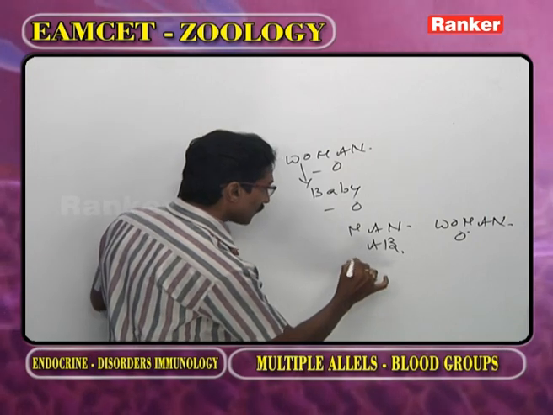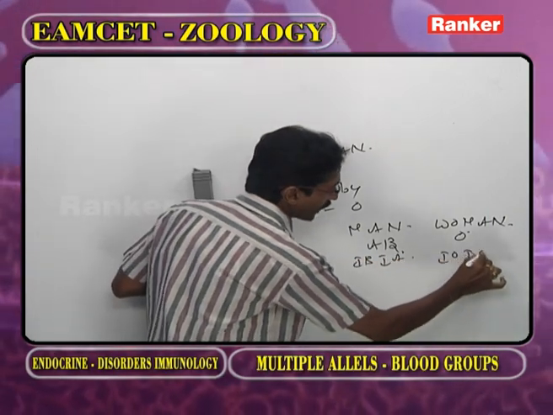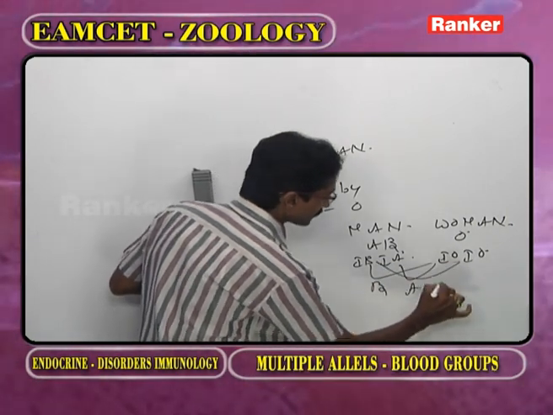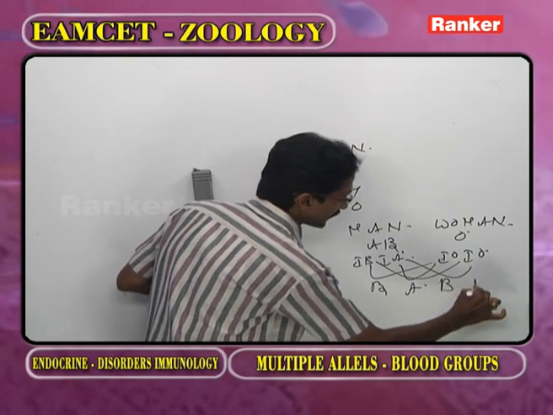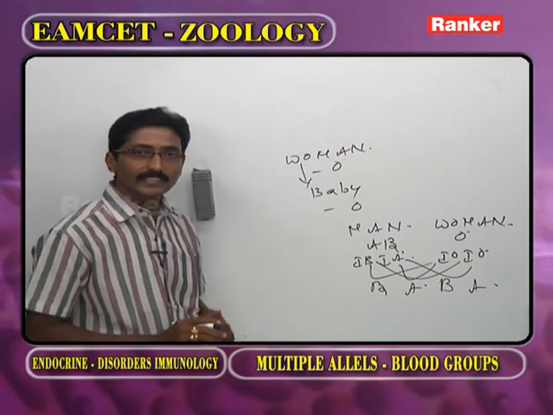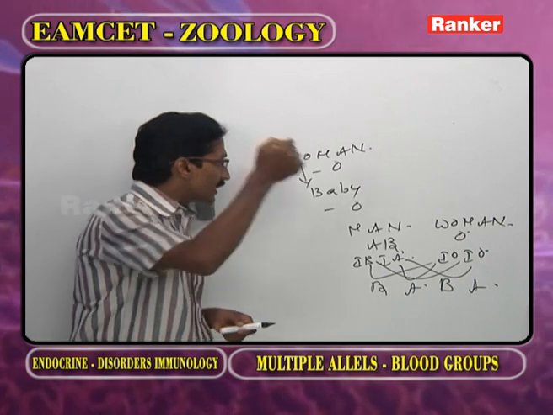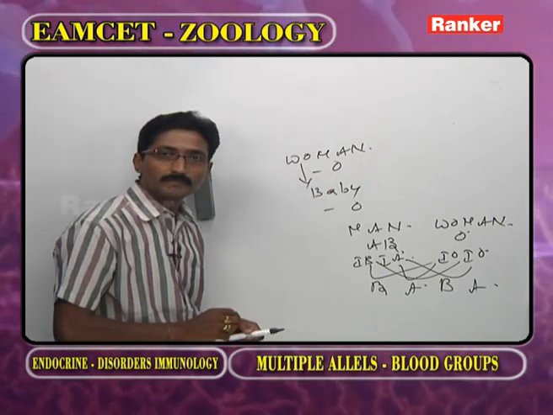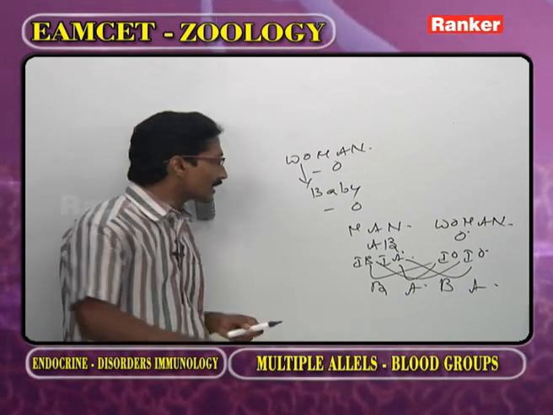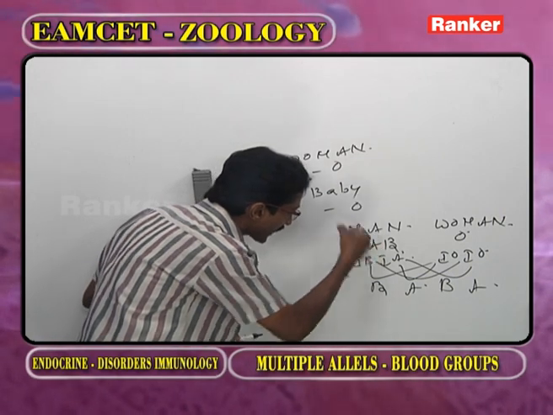Now as we go for the cross, IB, IA, IO, IO. Now B, A, B and A. We are not getting the AB. What she is telling? She is telling a man is the father of this baby. The judge clearly tells that man is not the father of this baby because that man's blood group is AB.